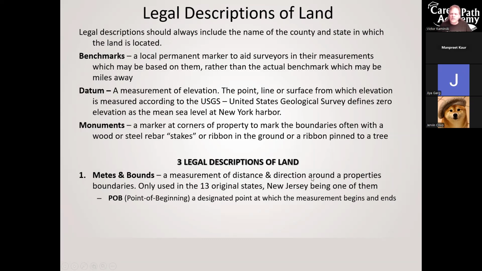Now, the surveyor will begin their measurement at one of the corners of the property. They refer to this as the point of beginning, or the POB for short. It's a designated point at which the surveyor begins and ends their measurement. They work their way all the way around the property doing the measurements until they return to that same point and close the loop. It doesn't really matter if they start going clockwise or counterclockwise, as long as the surveyor makes a notation on their survey of which direction they're going.